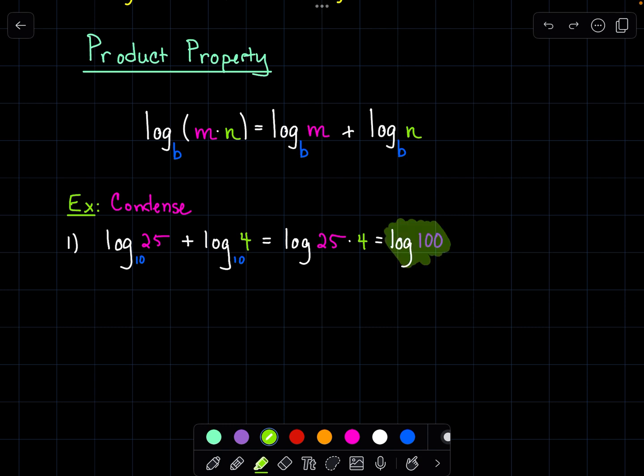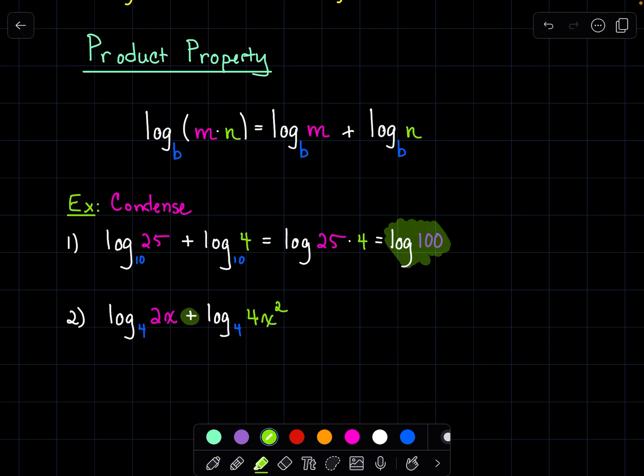Or, in other words, say that this condenses down to log of 100. And a second example, we can do this with algebra. Log base 4 of 2x plus log base 4 of 4x squared. And you should notice that the 2x is in place of where the m is at, and that the 4x squared is in the place of the n.